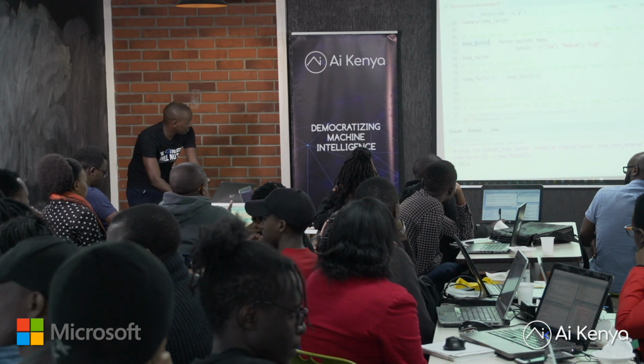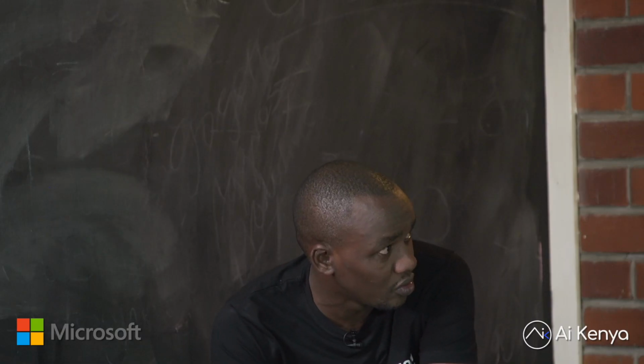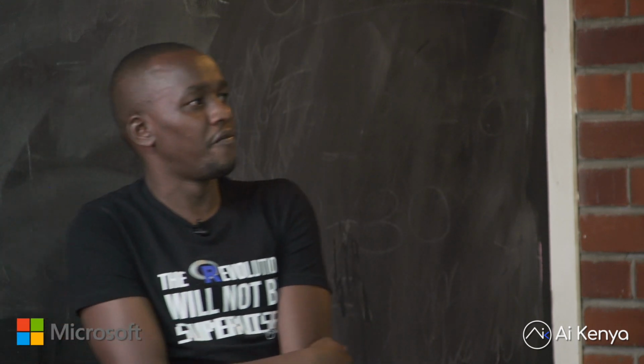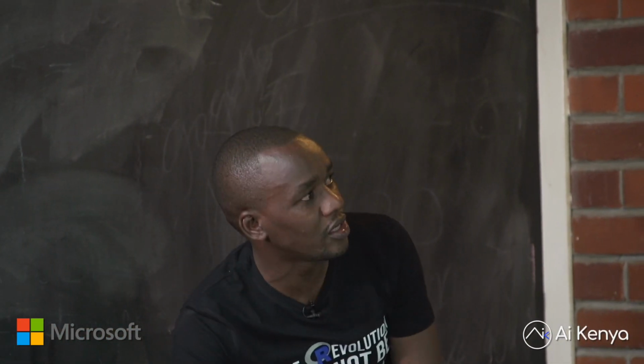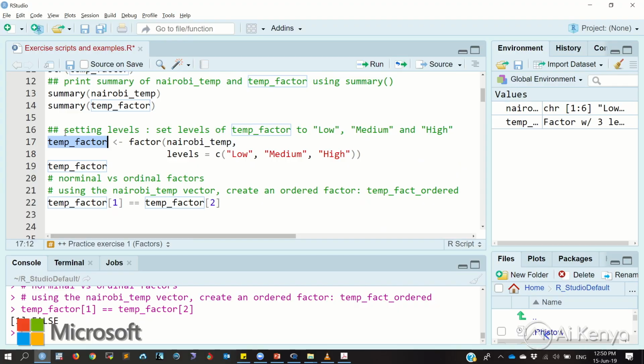Let's change the labels first before we do some ordering. So suppose you wanted to use L for low, M for medium, and H for high. I want you to use the argument labels within the factor. So expand on the code on line 17, but now add the argument labels. So change low to L.